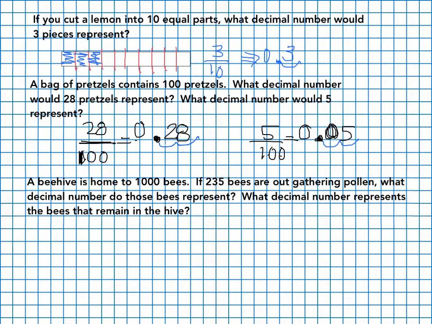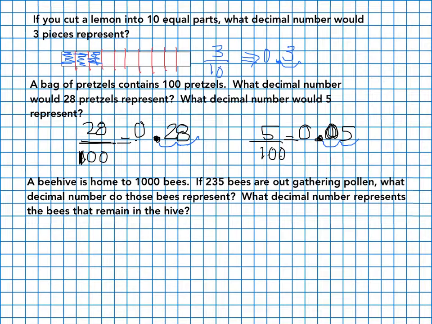Our final problem, ladies and gentlemen, is a beehive is home to 1,000 bees. If 235 bees are out gathering pollen, what decimal number do those bees represent? Then the next part of that question is, what decimal number represents the bees that remain in the hive? So we have two separate problems here that you have to solve. Pause the video, solve the problem, and then start the video and see if you got the same answer that I did.